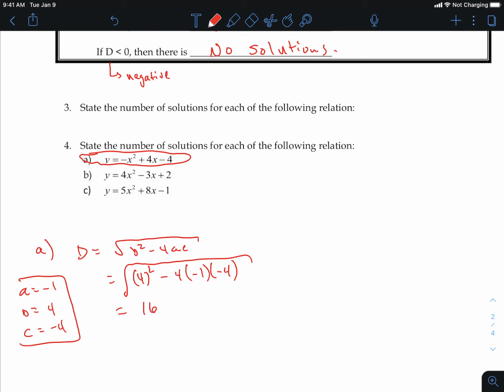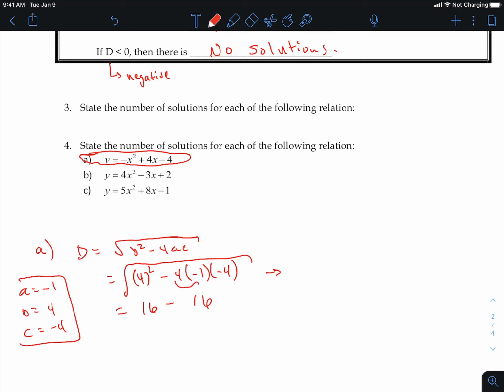So you're going to get 16 minus what? 4 times -1 is going to be -4, times -4. What's it turn to? Plus 16. Plus what, sorry? 4 times -1 times -4 is positive 16. Yeah, positive 16. Okay, that's all this right here.